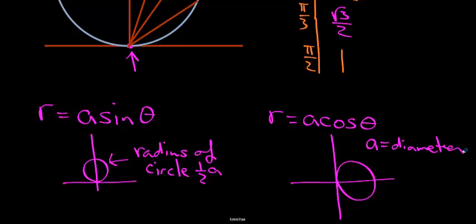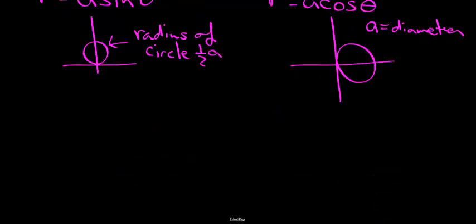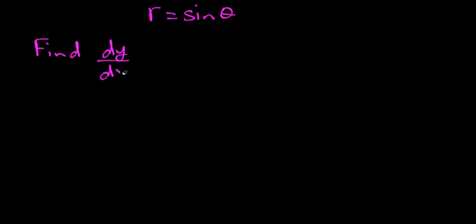Now, of course, what we want to do is learn how to apply some calculus to this. Any questions? Okay. Now, here I've got r equals sine theta, and I want to find dy dx. So here's my objective. If I wanted to find dr d theta, I'd just straight up differentiate, right? But I don't want to find that. I want to find dy dx.